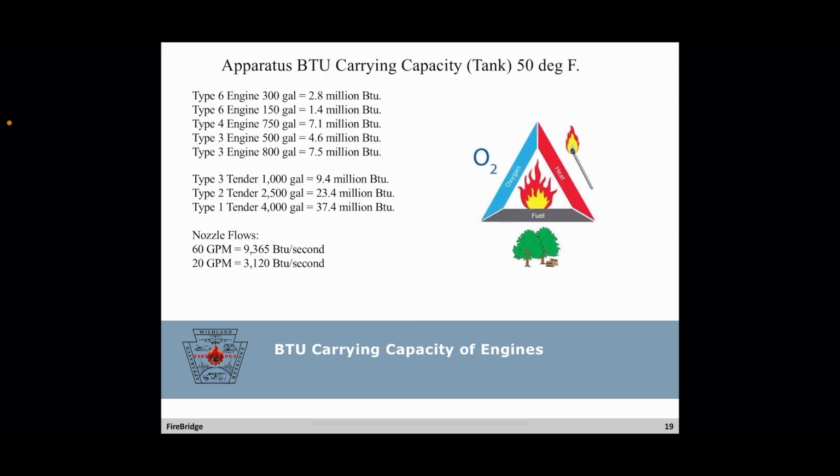Same with your apparatus. If you're in a Type 3, 4 or 6 apparatus, a 300-gallon Type 6 carries 2.8 million BTU. A Type 3, 500-gallon tank apparatus carries 4.6 million BTU. Type 2 tender, 23.4 million BTU. Your 60-gallon per minute and 20-gallon per minute nozzles, 9,365 BTU per second and 3,120 BTU per second.